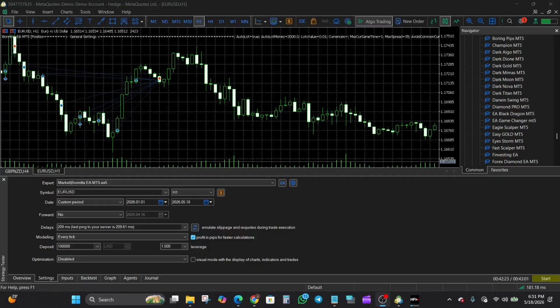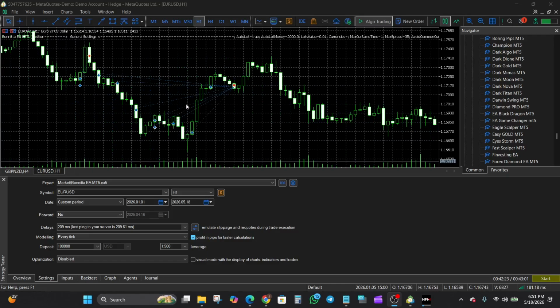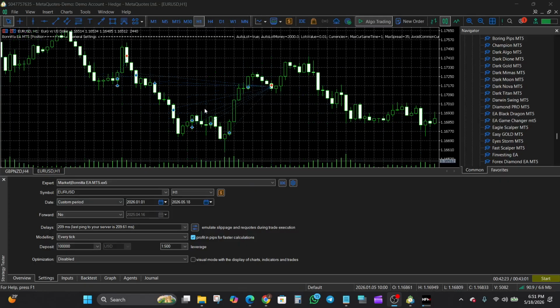Okay, so the results are out now. And when I look at the chart behavior in the tester, I focus more on structure than numbers. You can see how the EA appears to manage entries around broader market movement, likely aligning with trend and support or resistance zones based on the description. The pending position approach also suggests that trades are not always executed instantly, but placed based on predefined conditions in the market structure, right?